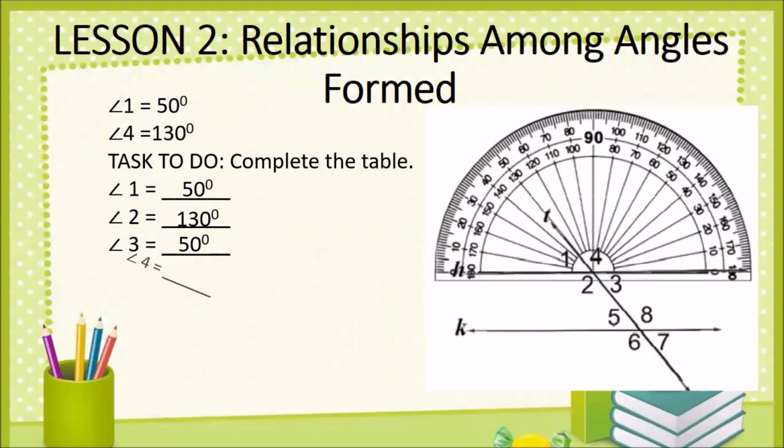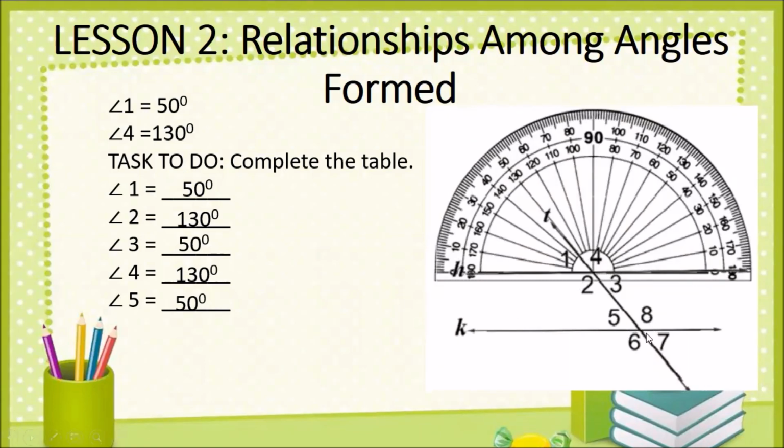Now, angle 4. It is given that using the figure and the protractor, the measure of angle 4 is equal to 130 degrees. Angle 5. Angle 1 and angle 5 are corresponding angles. So, corresponding angles are congruent. Therefore, angle 1 is congruent to angle 5. So, kung si angle 1 ay 50 degrees, therefore, angle 5 is also 50 degrees. Then, kung si angle 4 ay 130 degrees, therefore, si angle 8 ay 130 degrees.